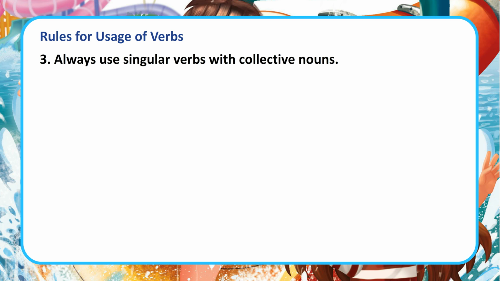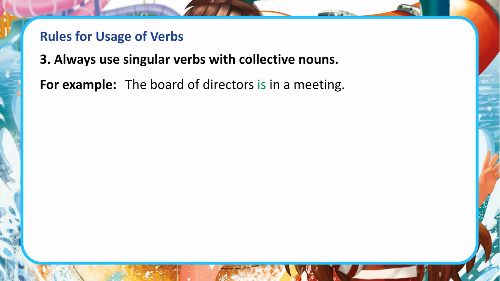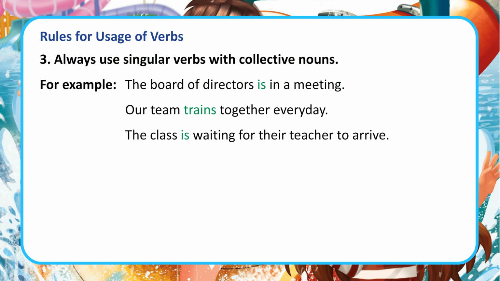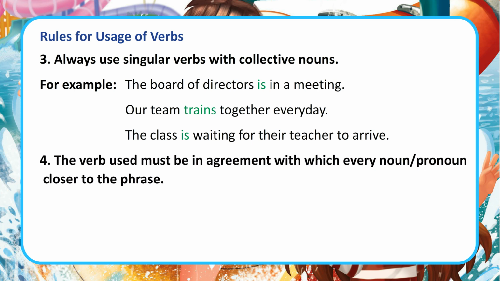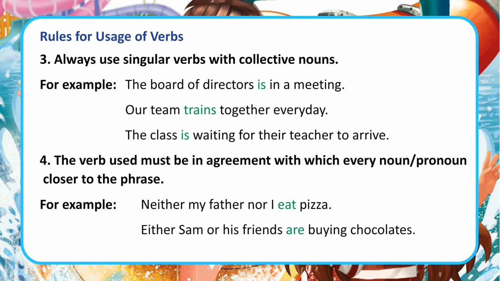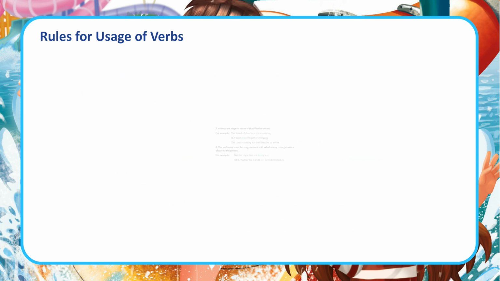3. Always use singular verbs with collective nouns. For example, the board of directors is in a meeting. Our team trains together every day. The class is waiting for their teacher to arrive. 4. The verb used must be in agreement with whichever noun/pronoun is closer to the verb. For example, neither my father nor I eat pizza. Either Sam or his friends are buying chocolates.